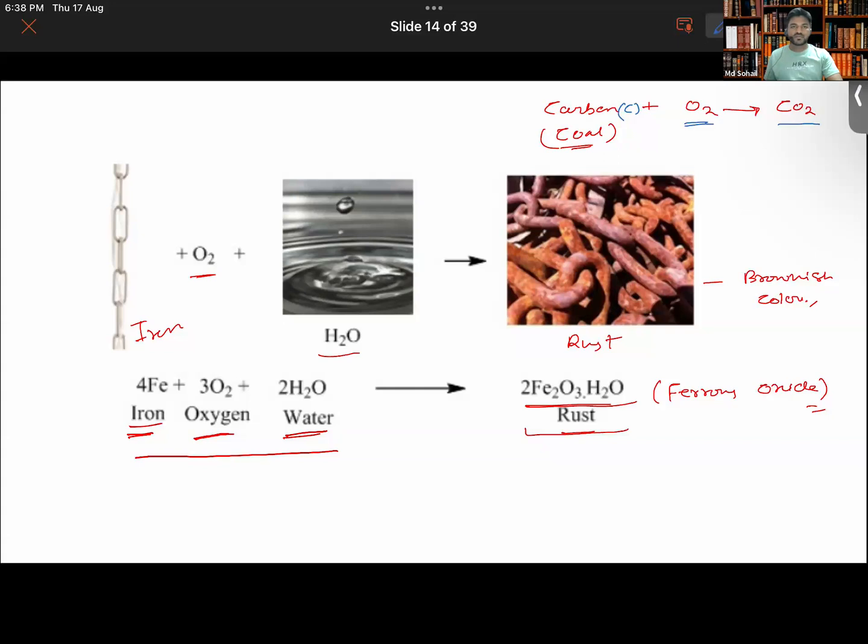So basically, in chemical terms, we have assigned symbols to each element and compound. In short, for carbon we have assigned the symbol capital C, and for oxygen we have assigned the symbol capital O. Getting it, guys?